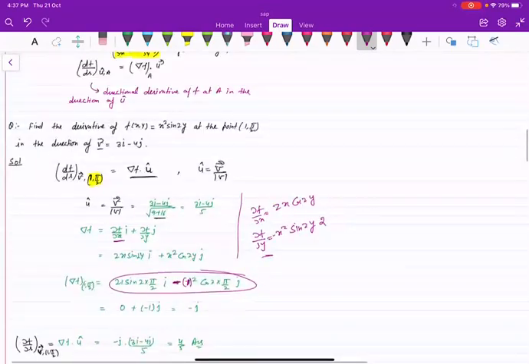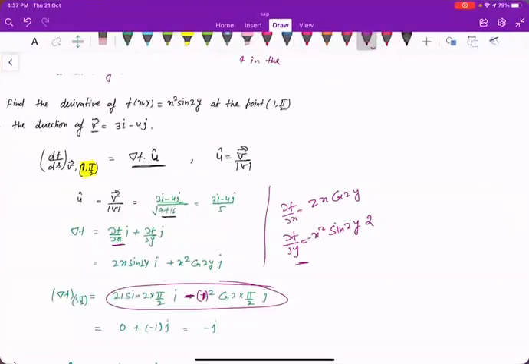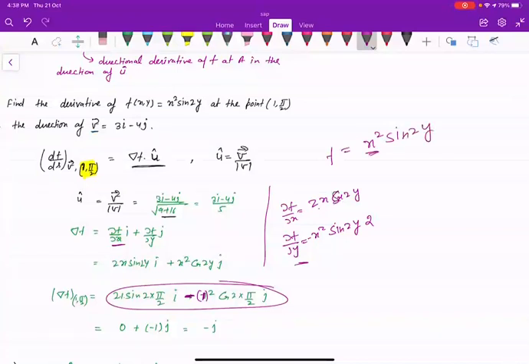Oh, just a minute. Whenever we are differentiating f, f is equal to what? x square sine 2y. When you are differentiating with respect to x, it is 2x, and sine 2y remains as it is. When you are differentiating with respect to y, del f over del y, then x square will remain as it is, and the differentiation of sine 2y is cos 2y dot 2. Yes, ma'am. x square, this is cos 2y into 2.